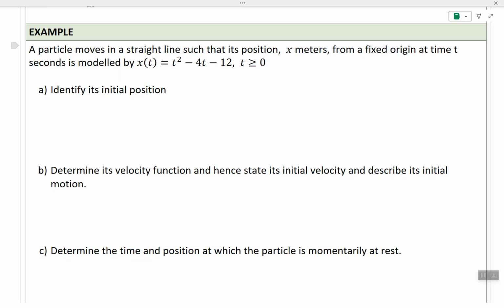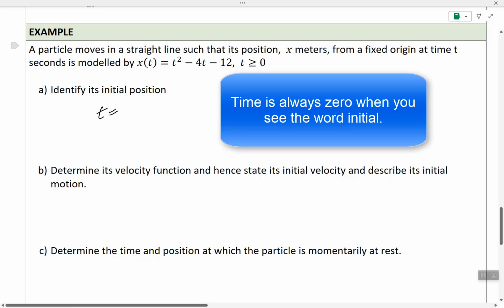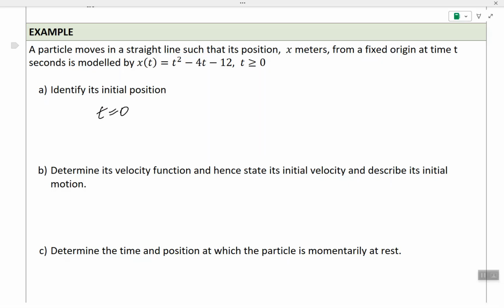What's the initial position? Now, what do we know at the start, at the initial position? What equals what? Time equals 0, right? So write it down. T equals 0 at our initial position. So we sub in t equals 0. So 0 squared, take 4 times 0 minus 12 is negative 12.